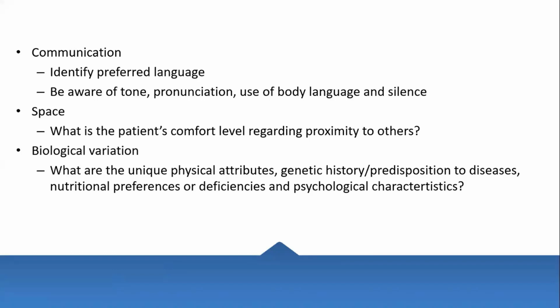With Daniel, we saw that he was okay with having social conversations closely, but when he was in the medical examination, he preferred a more formal space because that's a more formal thing for him. Biological variation, what makes this group or this population unique with their physical attributes, with their genetic history and their predisposition for diseases? What about their nutritional preferences or deficiencies and their psychological characteristics?